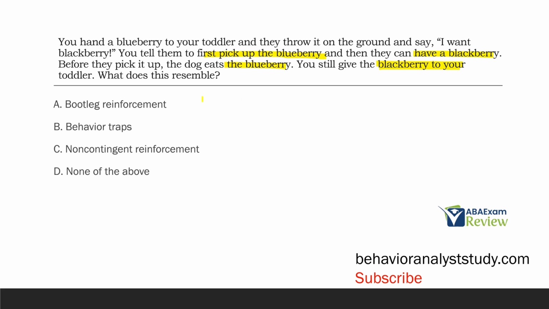What does this most resemble? A, bootleg reinforcement. This absolutely resembles bootleg reinforcement. Bootleg reinforcement occurs when reinforcement is delivered when the target response isn't displayed. So whatever response is required to gain reinforcement, it doesn't occur, and yet the learner still gets reinforcement anyway. And that's what's happened here. The child still gets the blackberry, even though they didn't pick up the blueberry.